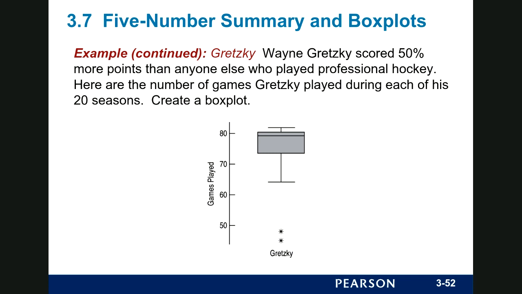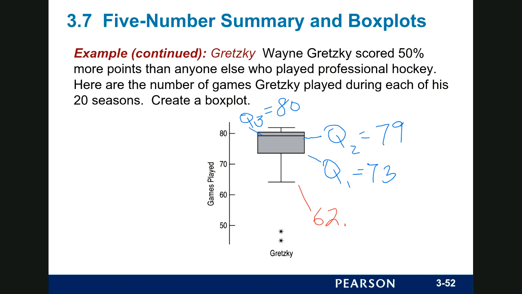Okay, so Q2 was 79. Q1, quartile 1, was 73. Quartile 3, which is the top over there, was 80. And then we have the two fences. The lower fence was 62.5, I think. And then the highest fence was, looking at the chat box, I think 90.5.